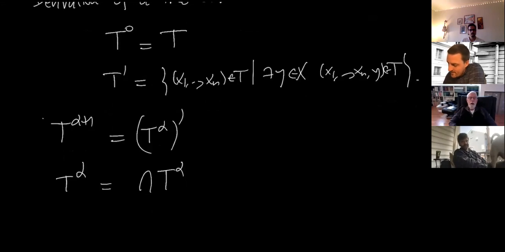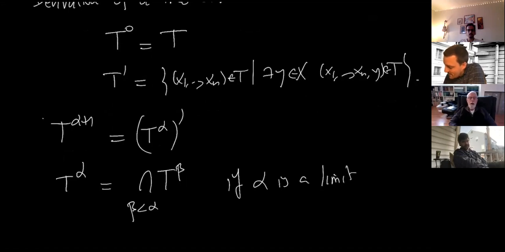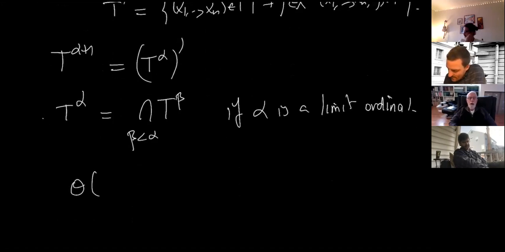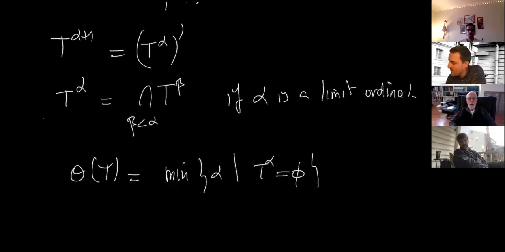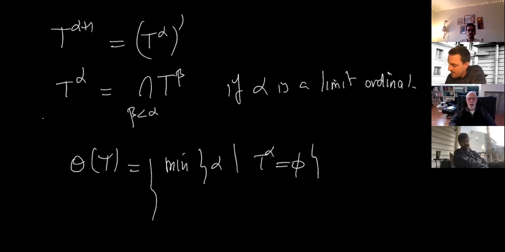This is a classical transfinite recursive definition. If alpha is a limit ordinal, T alpha is the intersection of the earlier derivatives. It is not difficult to see that each time you take the derived tree, you still get a tree. And this allows you to define the order of the tree, which is the smallest ordinal alpha such that the alpha-th derivative is empty. But this, of course, might not happen, and the order is infinity otherwise.